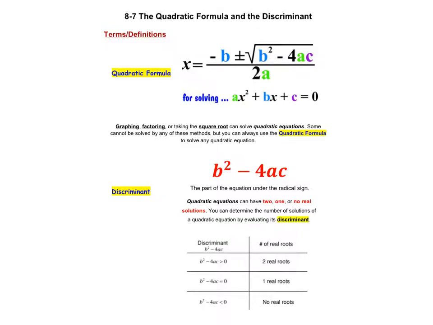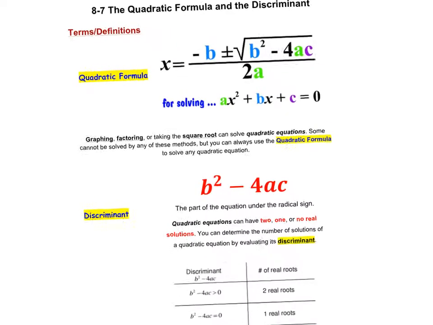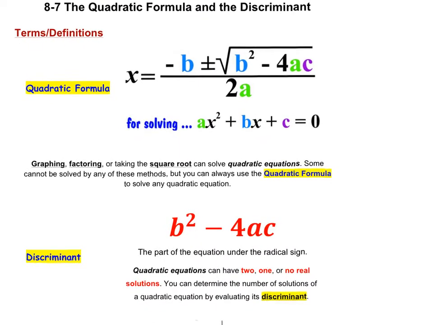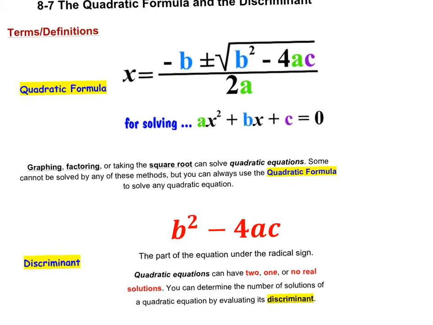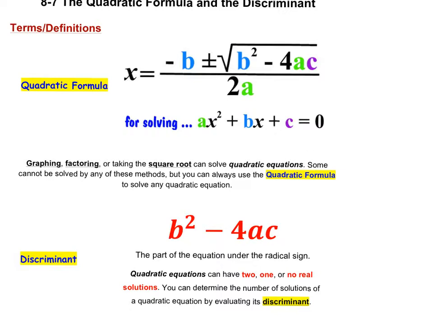This is 8-7, the quadratic formula and discriminant. So the first thing we're going to focus on is the quadratic formula, where x equals negative b plus or minus the square root of b squared minus 4ac all over 2a.